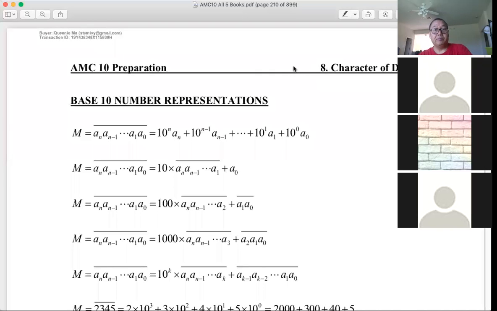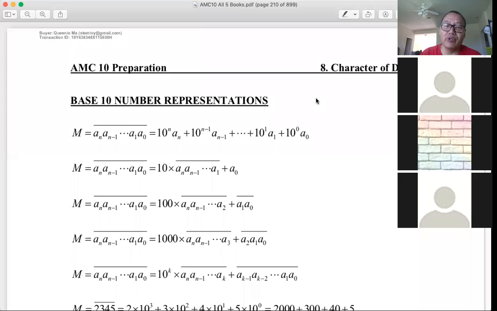And today we'll learn chapter 8. This chapter is about the character of digits. This chapter, the knowledge point is very little.